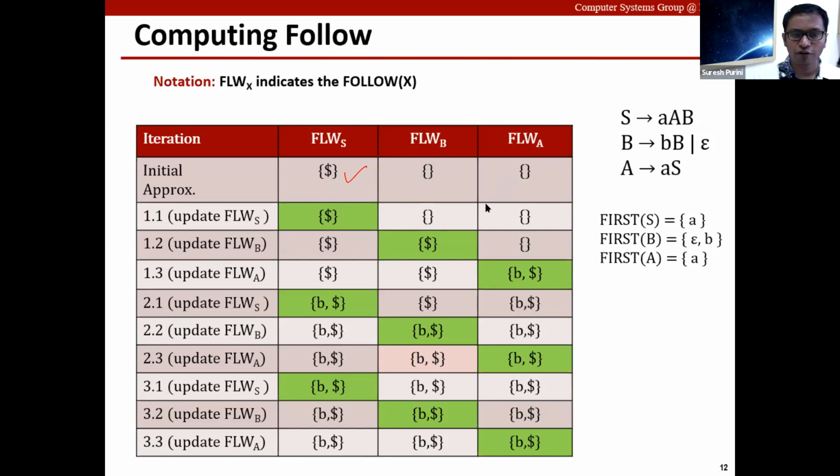That is, the follow of S contains dollar, because we are working with the augmented grammar. And the estimate for the follow set of B and the follow set of A is the empty set. In iteration 1.1, we would like to update the follow set for S, and it is not going to change. The follow set for S is going to remain the same.